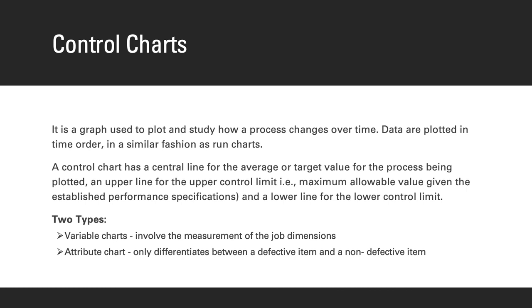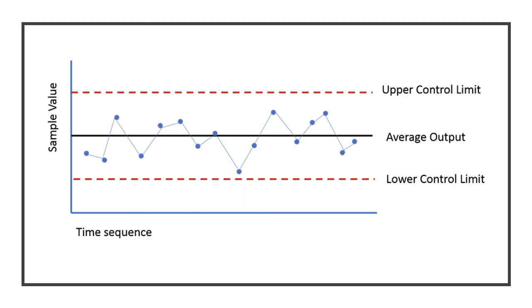We have two types of control charts. So we have here the first one, the variable charts, which involve the measurement of the job dimensions, and the attribute chart only differentiates between a defective item and a non-defective item. So, ano bang itsura ng ating control chart? So, yan. So, as you can see, we have here a graph again. The x-axis is your time sequence or the time period, no?